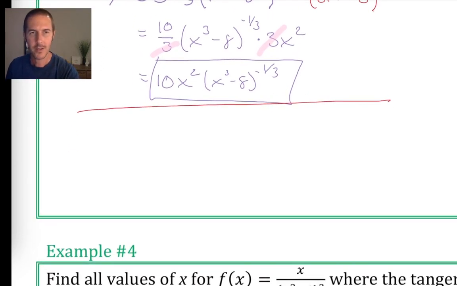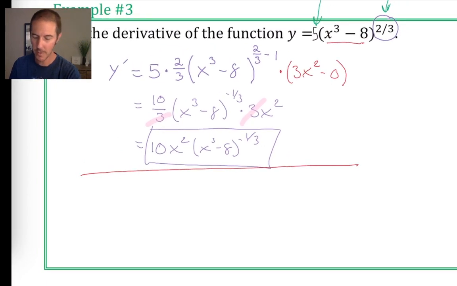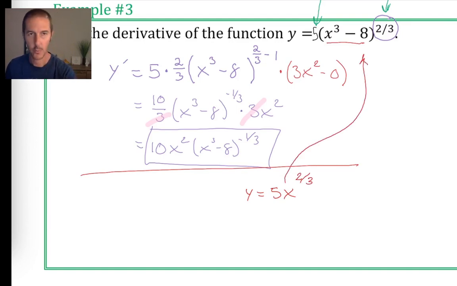Let's look at this as an analogy. Let's compare what we just did to a process that should be similar. Let's try y equals 5x to the 2/3 power. Let's see if this is similar at all to 5 times a whole bunch of weird stuff to the 2/3 power. What's the derivative of this equation, y prime?